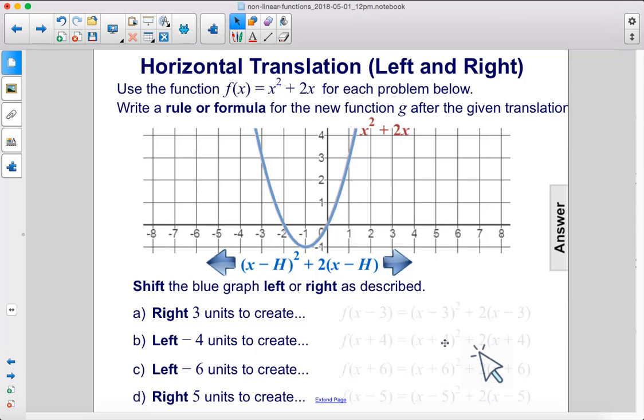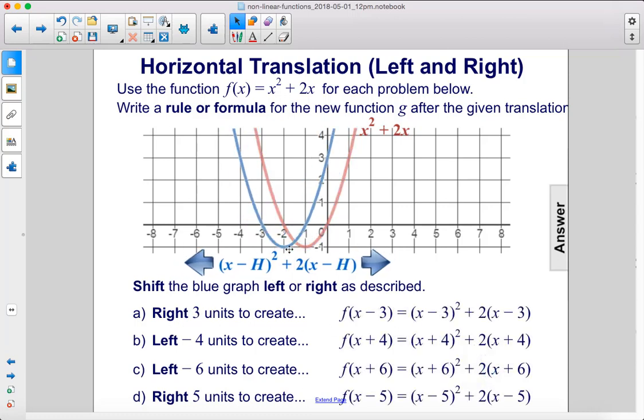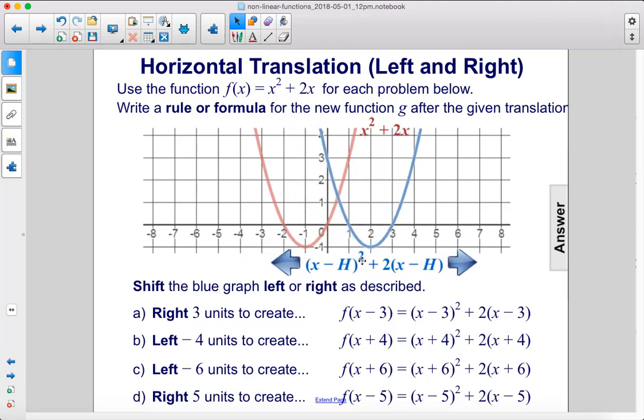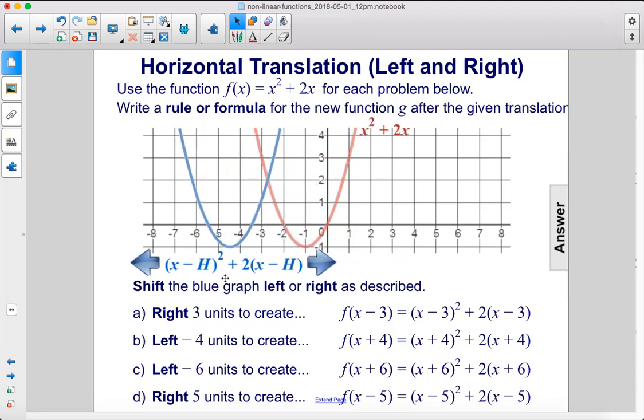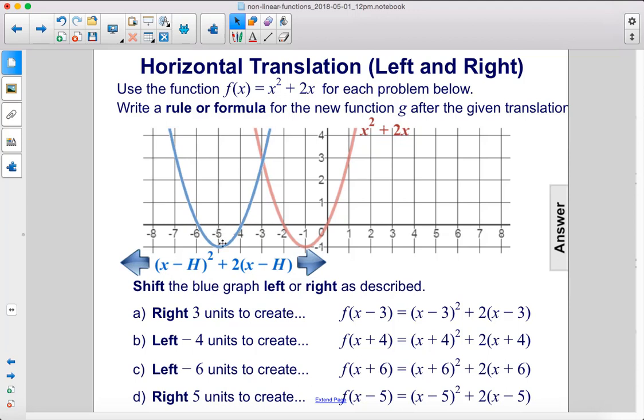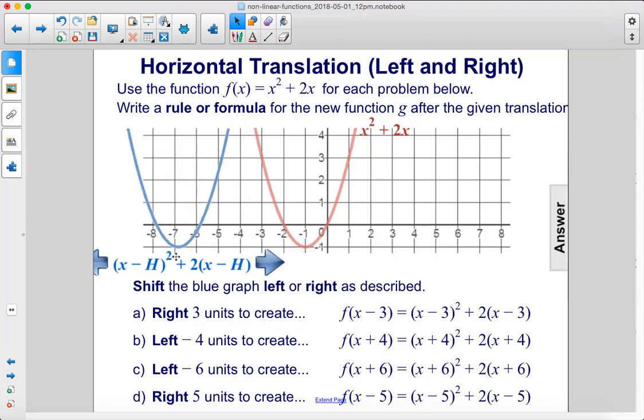So we're going to move it 3 units to the right, so 1, 2, 3, and this will be x minus 3 squared plus 2 times x minus 3. If we start here on the red graph and then we move left 4 units, 1, 2, 3, 4, now we have x plus 4 squared plus 2 times x plus 4. If we move it to the left 6 units, so 2 more units, then we have x plus 6 squared plus 2 times x plus 6.